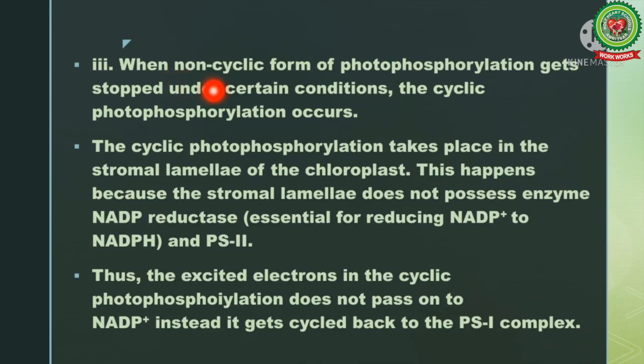When the non-cyclic form of photophosphorylation gets stopped under certain conditions, cyclic photophosphorylation occurs. The cyclic photophosphorylation takes place in the stromal lamellae of the chloroplast. This happens because the stromal lamellae does not possess the enzyme NADP reductase, essential for reducing NADP to NADPH, and photosystem 2. Thus, the excited electrons in cyclic photophosphorylation do not pass on to NADP. Instead, they get cycled back to the photosystem 1 complex.